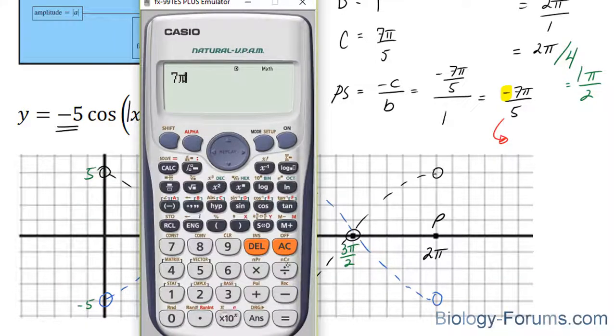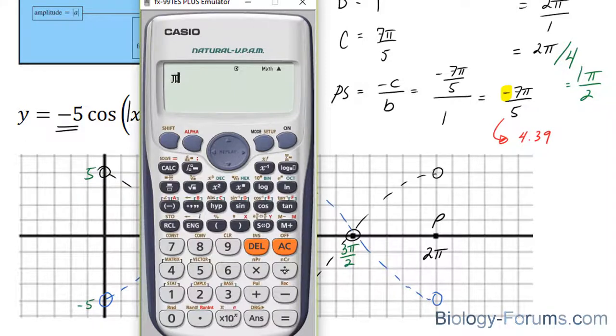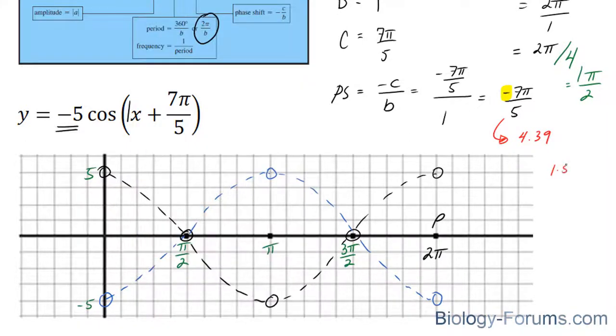7 pi over 5 is approximately equal to 4.39. And let's find out what pi over 2 is equal to. Pi over 2 is equal to 1.57.